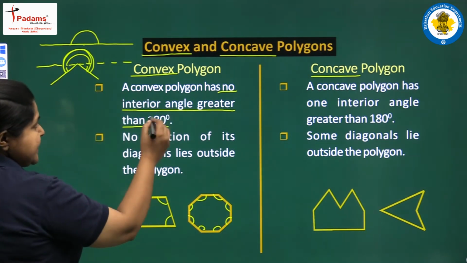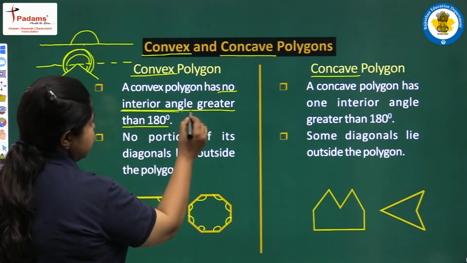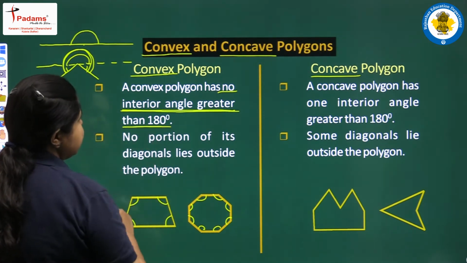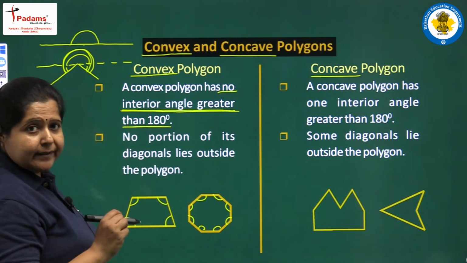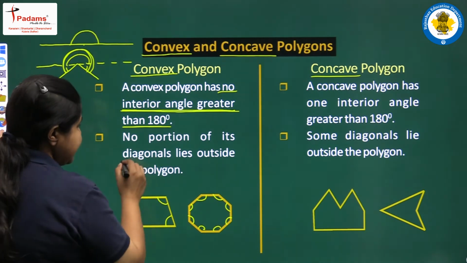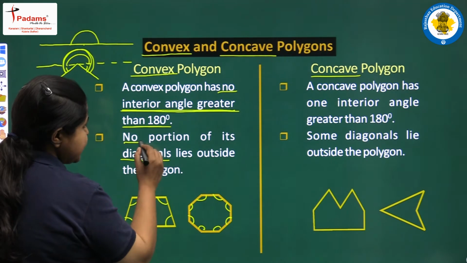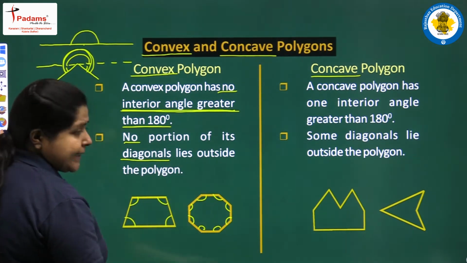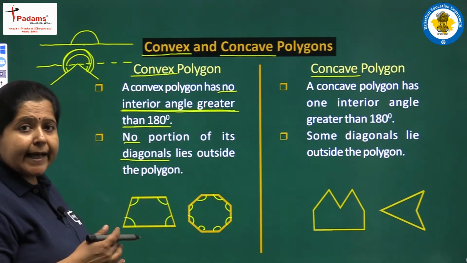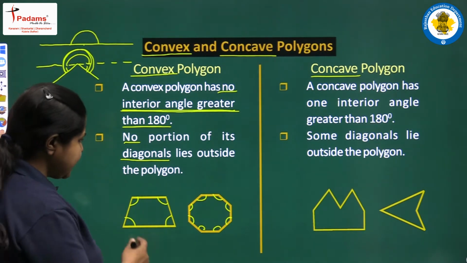The first difference is that no interior angle is greater than 180 degrees in a convex polygon. Also, its diagonals lie inside the polygon. No portion of its diagonals lies outside the polygon. All the diagonals lie inside the polygon. Let us draw the diagonals.